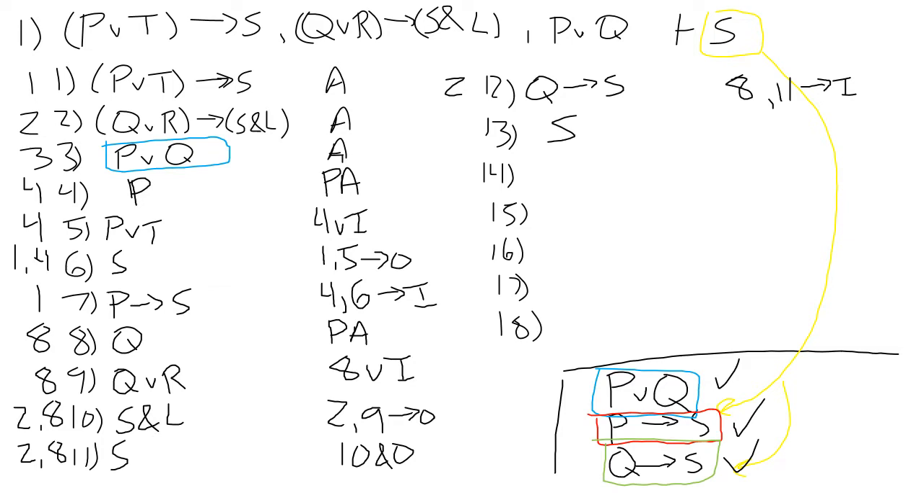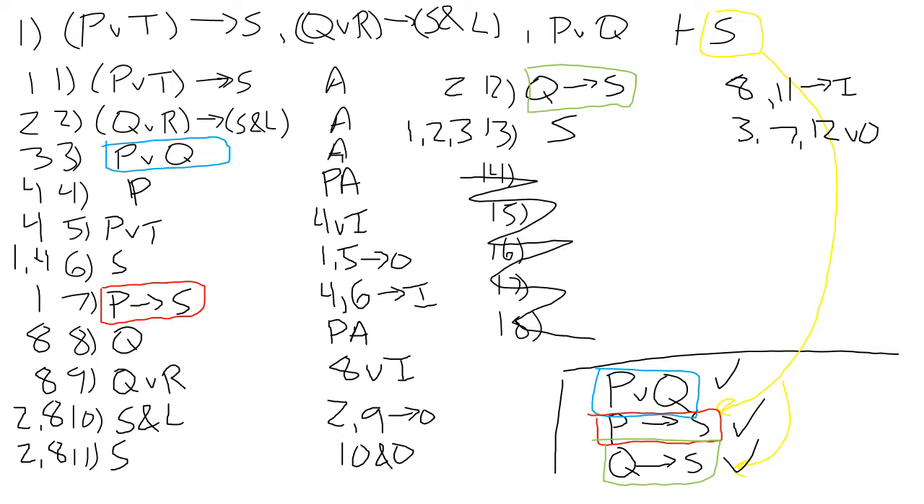And let's just identify these in the problem. Let's see. I've got P arrow S here. And I've got, make sure I get the green, Q arrow S here. And so that's going to be from 3 is my disjunction. 7 is one of my conditionals. 12 is my other conditional. I'm doing wedge out. And those are going to be 1, 2, and 3. Don't need these other numbers. So that is problem 1.